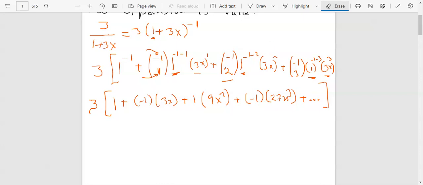And then from here, we will go on and simplify more. So this is going to give us 3, open brackets, 1, -1 times 3x, that is going to be -3x. And then 1 times 9x, that will be positive 9x squared. Then -1 times 27 to be negative 27x to the power 3 plus, put just the 3 dots, so this is the expansion up to the term in x to the power 3. So just multiply by 3.